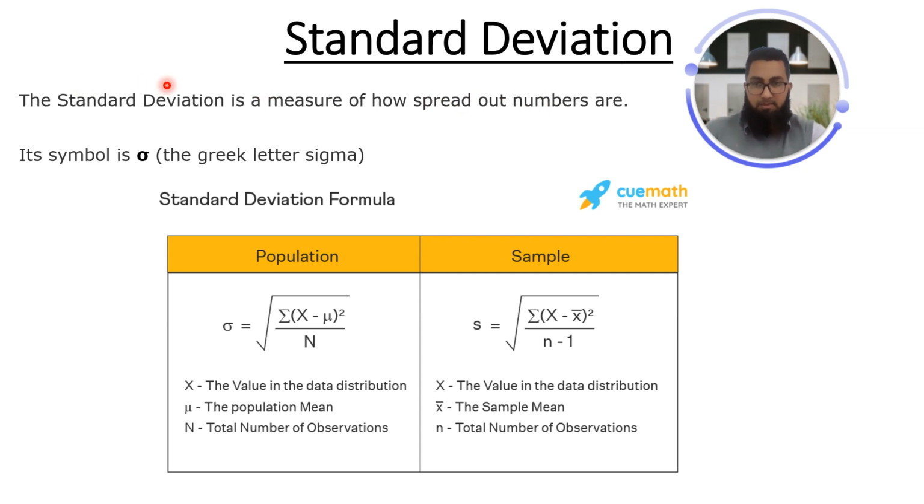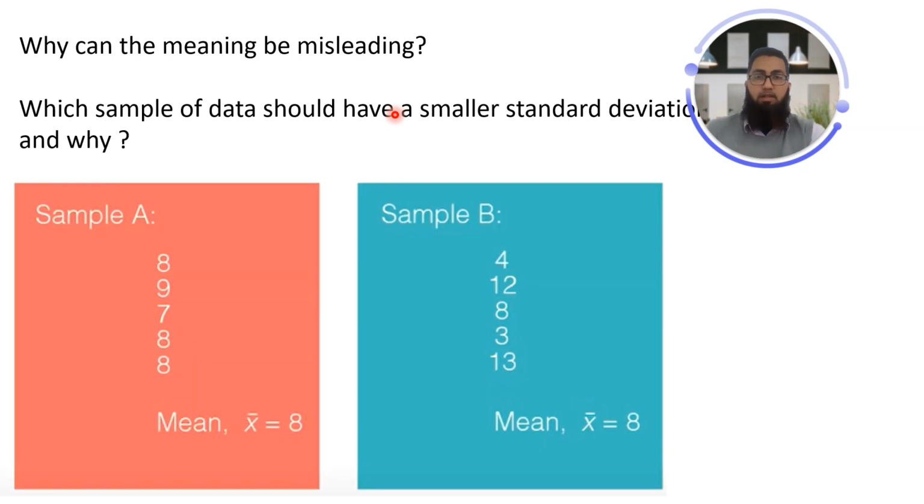Standard deviation is a measure of how spread out numbers are. Now this statement can be misunderstood, so I want to explain it with an example, and then you can understand what it means. I have two samples, sample A and sample B. It's really important you read the data. Sample A, read it out: 8, 9, 7, 8, 8. And look at sample B, read it out: 4, 12, 8, 3, 13.